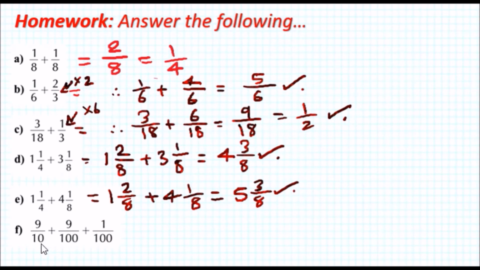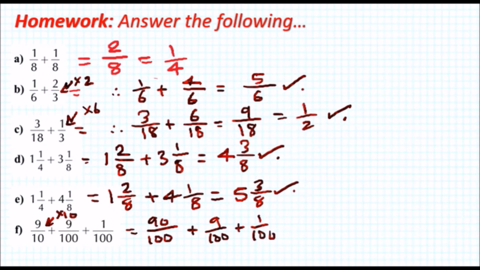Lastly, this one. Same as the others, we can see that one is over 10 and the other two are over 100. Just times the first fraction up and down by 10. So I'll put a note there, times by 10. If you do that, you should get 90 over 100. And then you just add this to the other two, which is 9 over 100 and 1 over 100. Doing the math, 90 plus 9 is 99, plus 1 is 100. So 100 over 100 would actually give you the whole number 1.